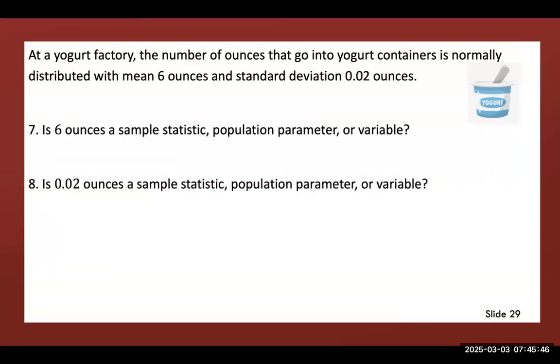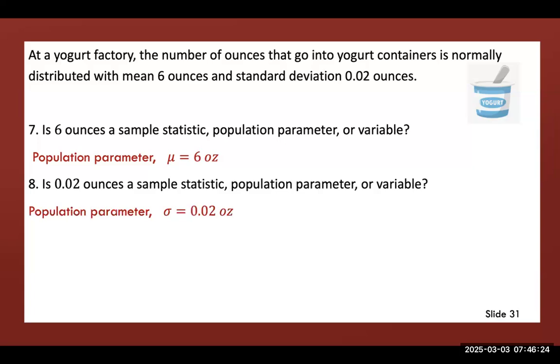Now, is 6 ounces a sample statistic, a population parameter, or a variable? We're told in the problem that the number of ounces that go into yogurt containers is normally distributed with a mean of 6 ounces. That is a population parameter. That's telling us about all of the yogurt. It summarizes all of the yogurt. Mu is a population parameter. It is the mean. Is 0.02 ounces a sample statistic, population parameter, or variable? It is also summarizing all the yogurt going into the yogurt containers. It is a population parameter. It is the standard deviation. It summarizes the whole population.